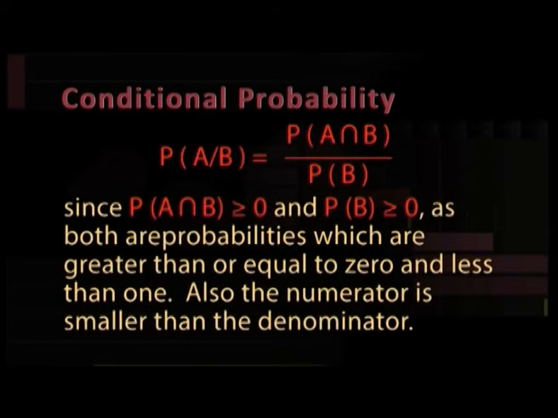Now, we apply these axioms to the conditional probability. Since P of A intersection B is greater than or equal to 0 and probability of B is greater than or equal to 0, as both are probabilities which are greater than or equal to 0 and less than 1, also the numerator is smaller than the denominator.